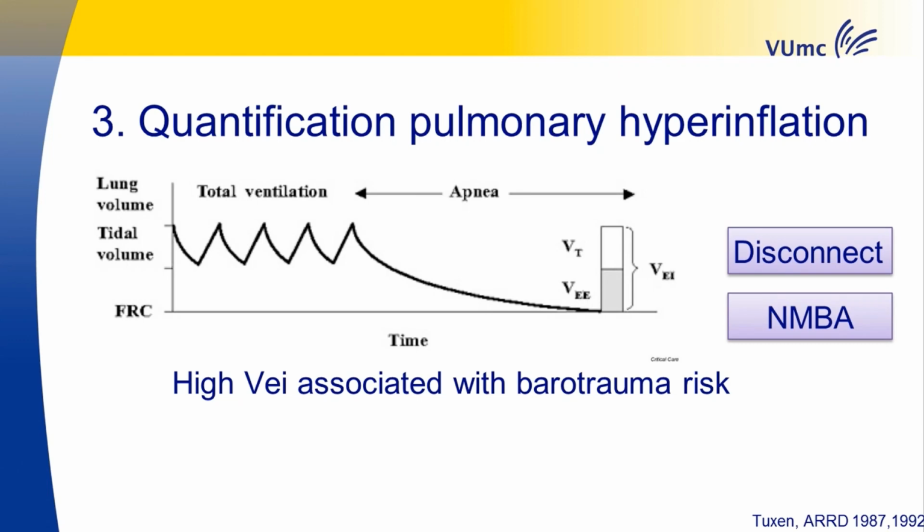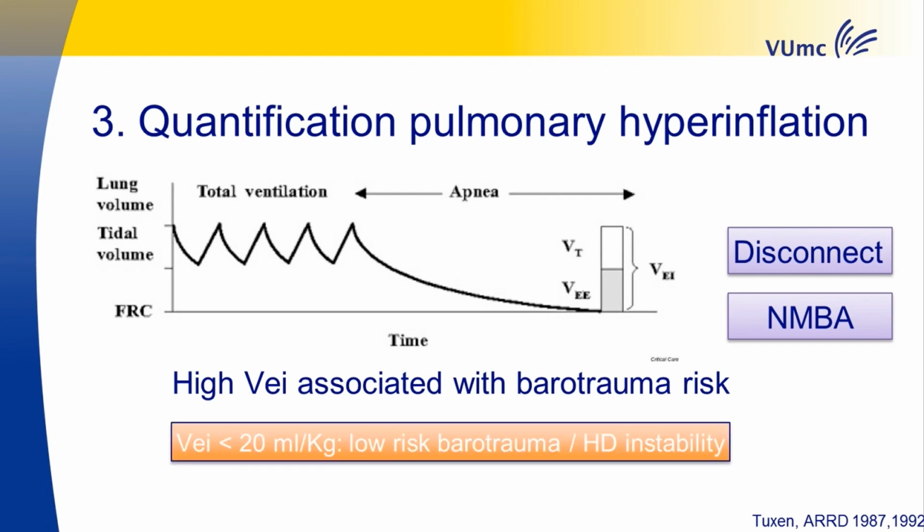I think we're going to discuss that again, because Claude did very nice studies on this, but just as an introduction, this is a very nice way of measuring pulmonary hyperinflation. And Tuxen has demonstrated that if your volume at end inspiration is lower than 20 ml per kilogram body weight, there's a very low risk of barotrauma. There's a very low risk of hemodynamic instability.